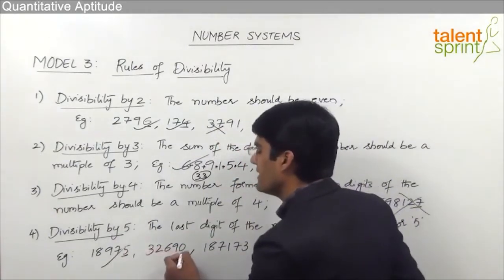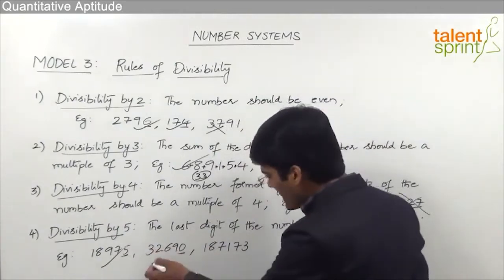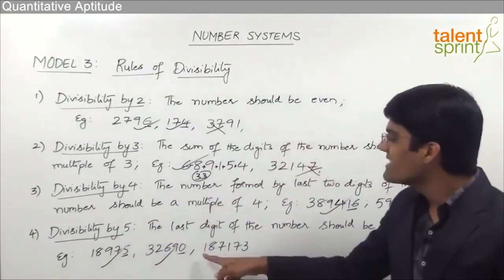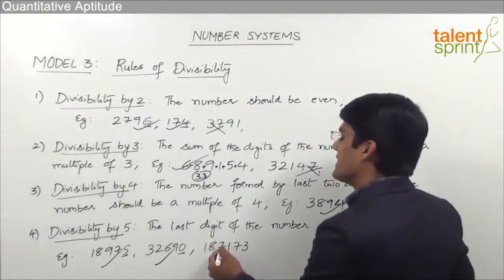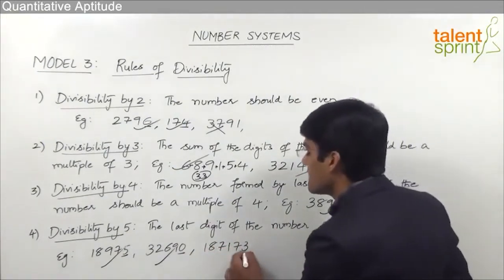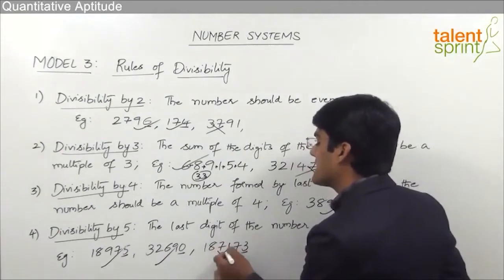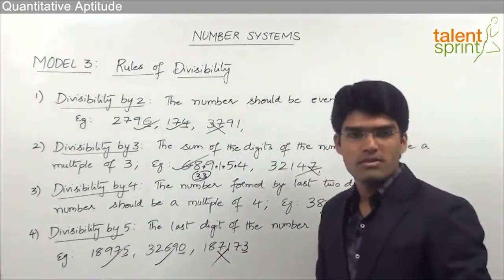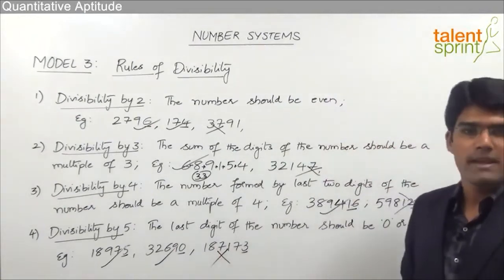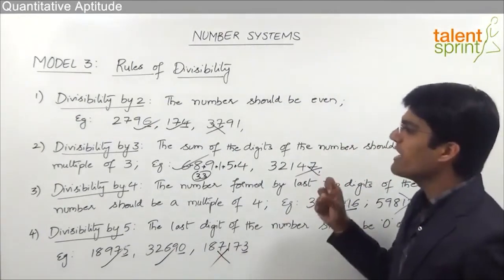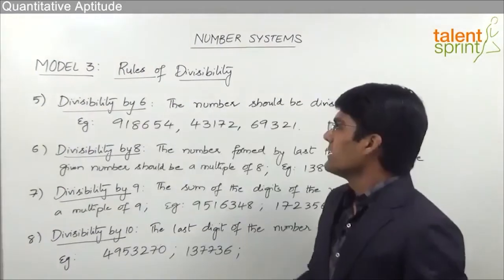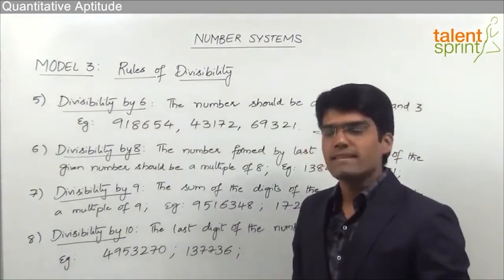In the second example, 32690, the last digit is 0. So hence this number also is divisible by 5. But in the last case here, that is 187173, the last digit is 3. And hence we can say that this number is not divisible by 5. Why? Because it should either be 5 or 0 for it to be divisible by 5. So this is how we can verify the divisibility of 2, 3, 4 and 5. The next one here is divisibility by 6.